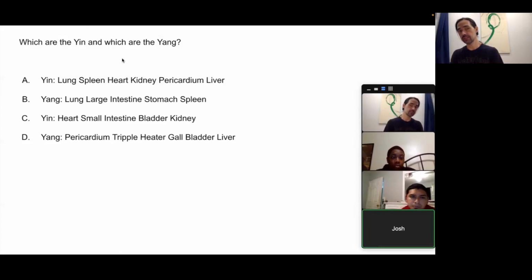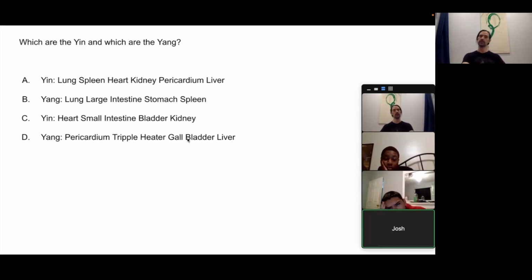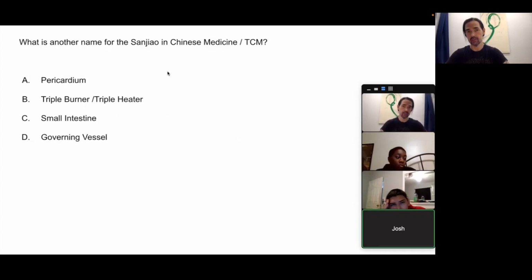So lung is yin, spleen, yin, heart, yin, kidney, pericardium, liver, those are all yin. Lung is yin, large intestine and stomach, those are yang. Spleen is yin. Heart and kidney are yin. Small intestine and bladder are yang. Pericardium, triple heater, gallbladder, liver and pericardium, again, are yin, and the inner two, the triple heater and gallbladder, are yang. This is actually the flow of qi through the body. Flow of meridians through the body, starting at the lung meridian and ending in the liver meridian. It's also the movement of qi through the meridians and through the organs. And it's also the pairs. So this is just a handy layout to help you remember how these things are paired. We'll look at it in a minute.